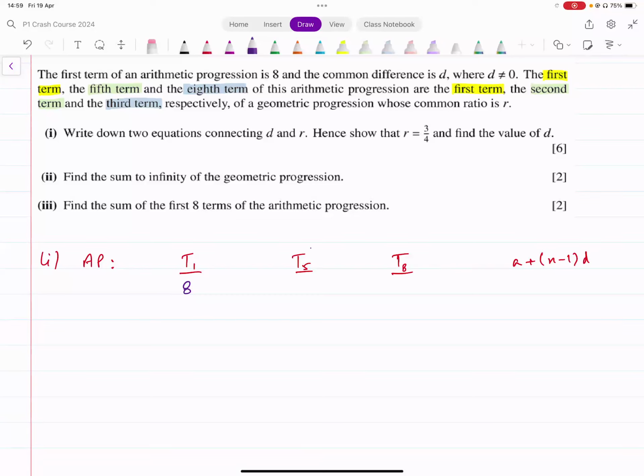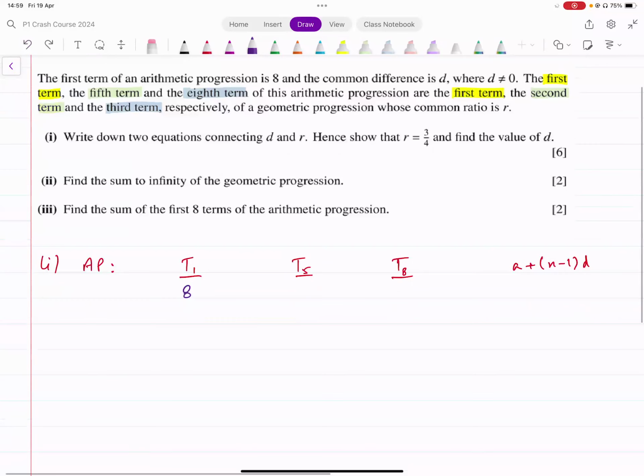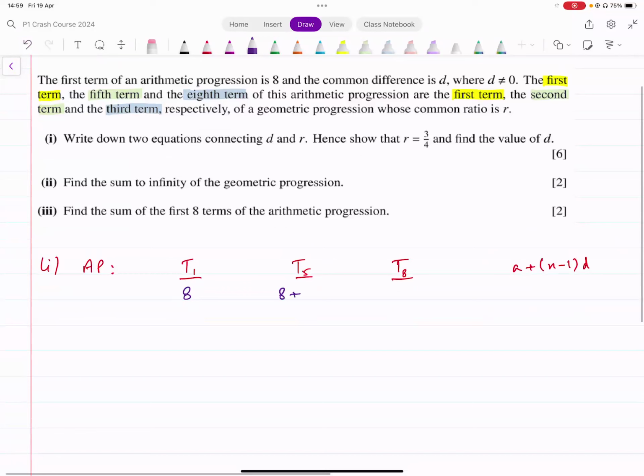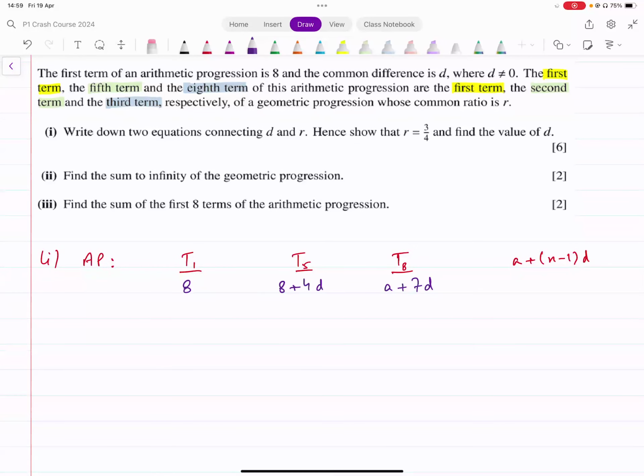d? Fifth term, let's use this formula. A is 8, so we can say 8 plus n minus 1, that means 5 minus 1, that's 4, into d. Fifth term would be 8 plus 4 times d. And similarly, what about the eighth term? That will be a plus n minus 1 into d. That's 8 plus 8 minus 1 into d. That becomes 8 plus 7d. That's the eighth term. These are the terms that we have for an AP.